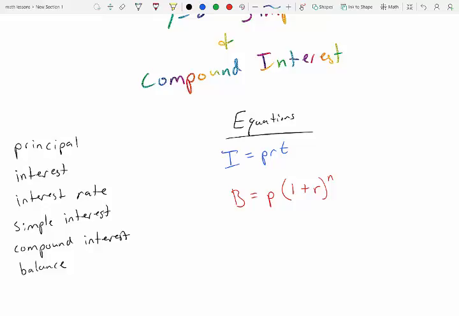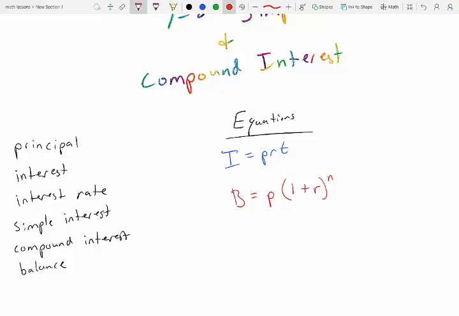Interest rate is the rate at which they increase your money. So 3%, they'll give you 3% per year each time you leave your money there. Simple interest is the interest paid only on the principal amount. Compound interest is when the bank pays you interest on the principal and on the interest the account has earned. So overall, compound interest is usually better than simple interest. The balance is your principal plus whatever interest you made.